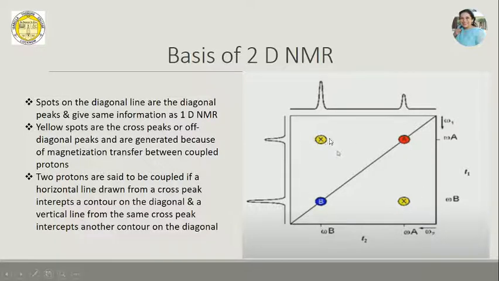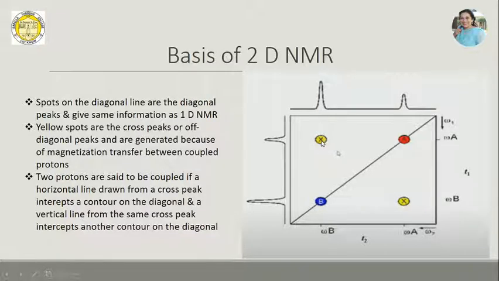And if you see, this is a mirror image, this half is exactly a mirror image of the other half. The diagonal line is dividing the spectra into two halves. We only consider one half, because whatever information you are getting from this half, the same information is there in the other half. So let us only consider this half.